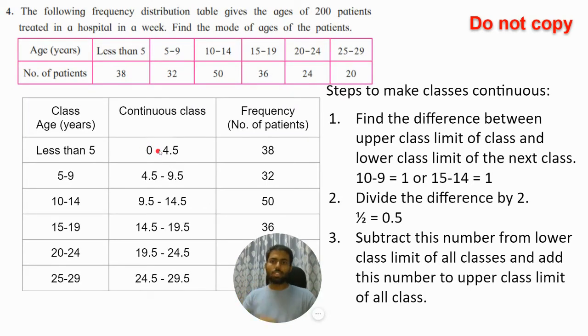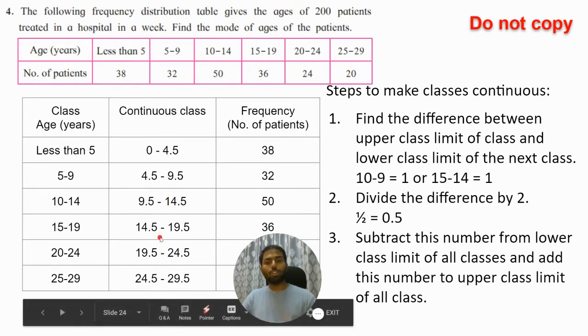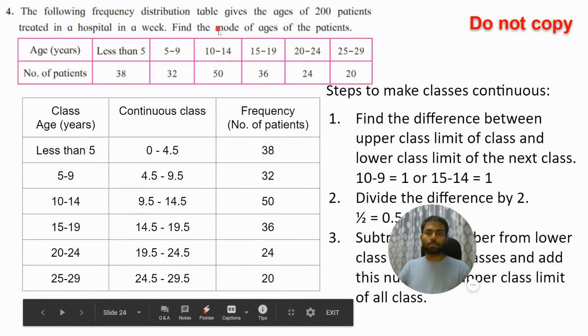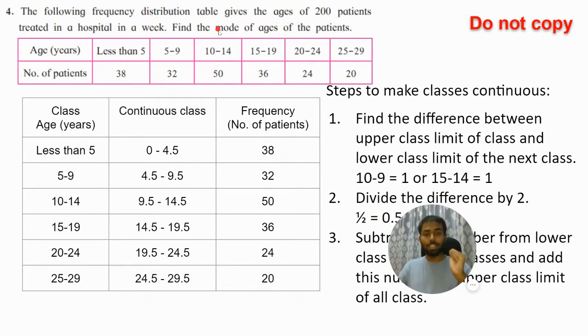Okay, so now we have the continuous class. Now you all know how to solve this question, right? You all know how to find mode. You all will find f1, f0, f2, modal class, then capital L, small h, then you will put the formula, you will substitute, calculate and write the final answer. Okay, so I'll wait for 5 seconds for you all to do all that.